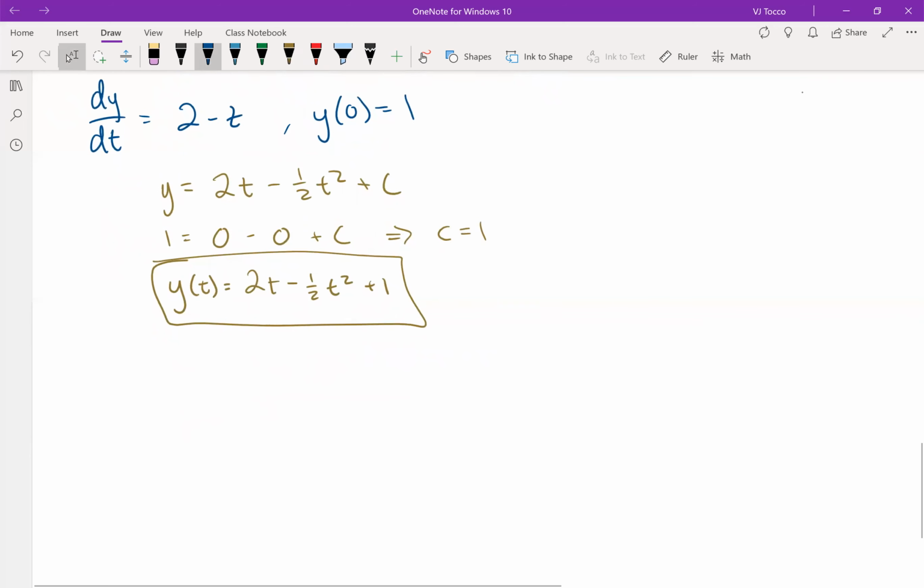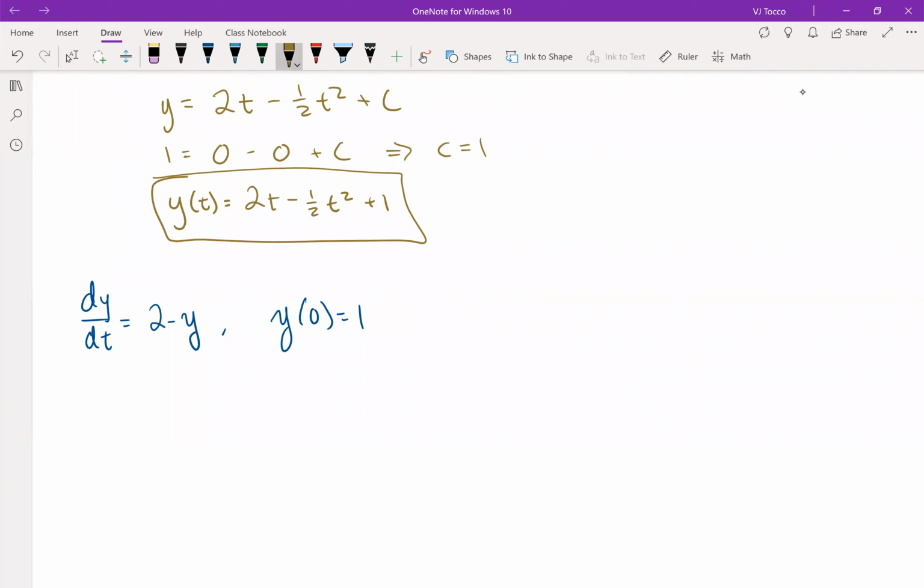Let's try another one, slightly harder this time. How about dy/dt is equal to 2 minus y? Again, I'll say the initial condition is y of 0 is equal to 1. Now I have to take the 2 minus y over to the other side and take the dt over to the other side. So the integral of 1 over 2 minus y is going to be a minus, because this is the chain rule now. The minus has to come out front: minus ln of 2 minus y. The inside derivative has to come outside the ln, and then the argument of the ln is the same thing as the function on the bottom.